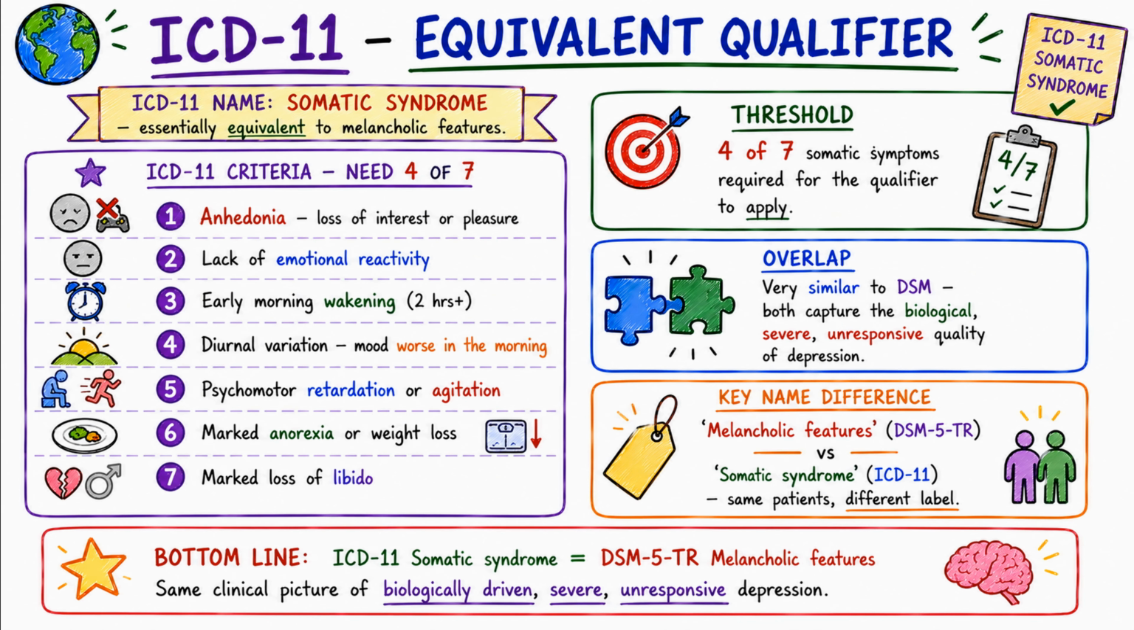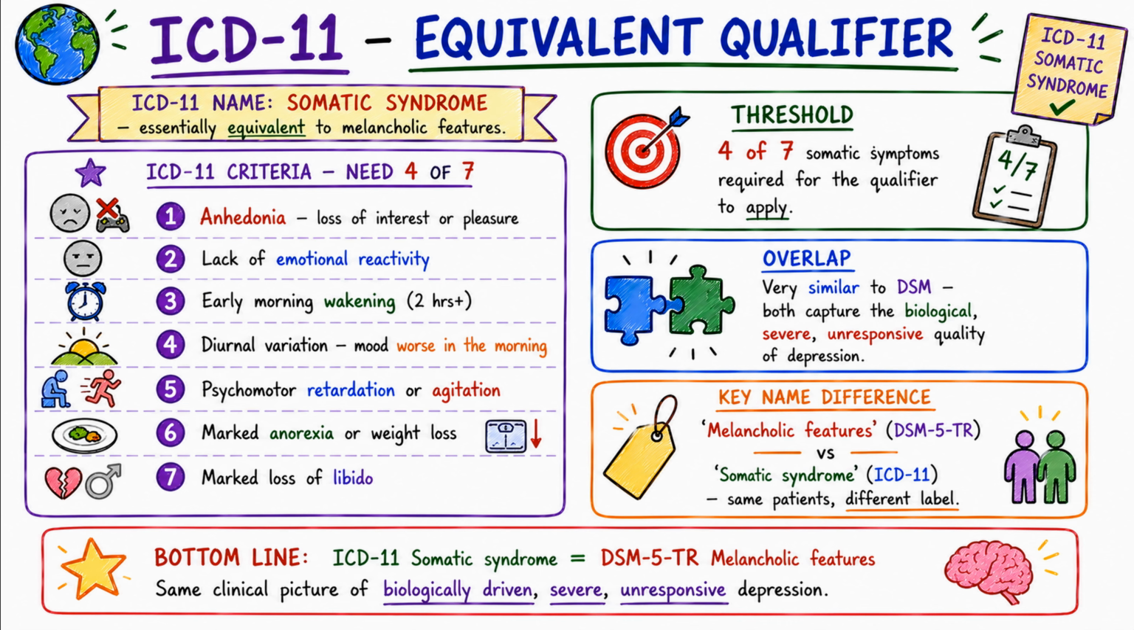ICD-11 calls this the somatic syndrome, and that name is actually quite descriptive. The word somatic here doesn't mean medically unexplained. It means the depression has crossed from being purely psychological into having clear biological expressions in the body and behavior. Sleep disruption, appetite change, psychomotor changes, loss of libido. ICD needs 4 of 7 somatic symptoms. The list is essentially the same as DSM's criterion B. Anhedonia, non-reactivity, early morning wakening, worse mood in the morning, psychomotor changes, appetite and weight loss, loss of libido. 4 of those 7 and the qualifier applies.